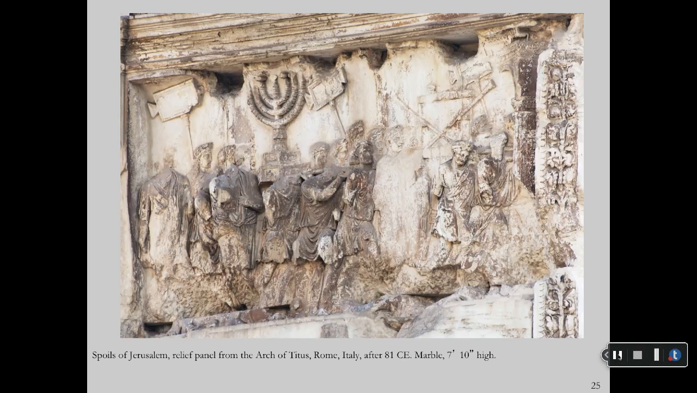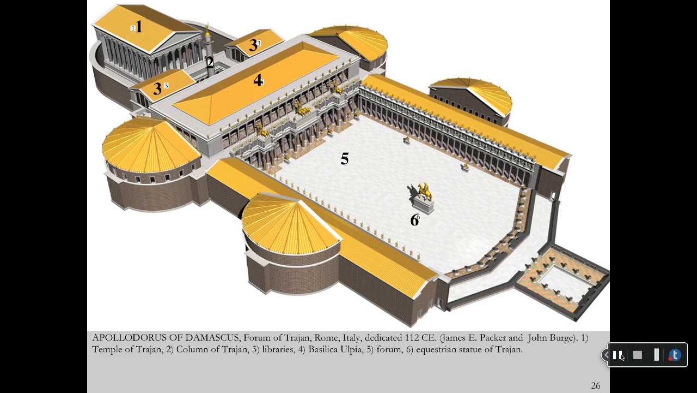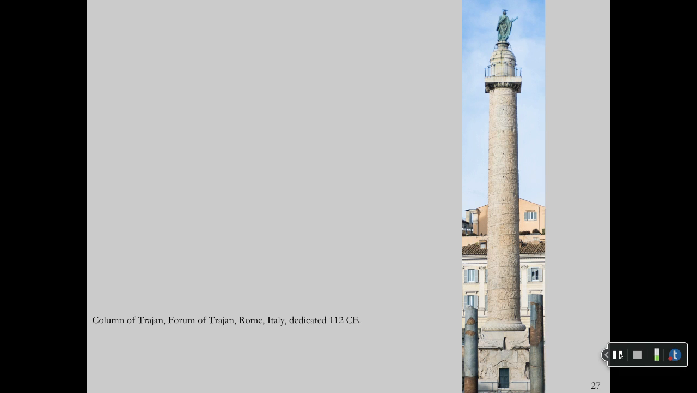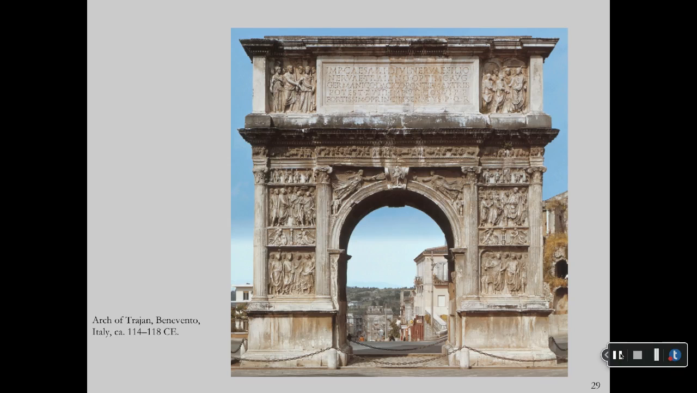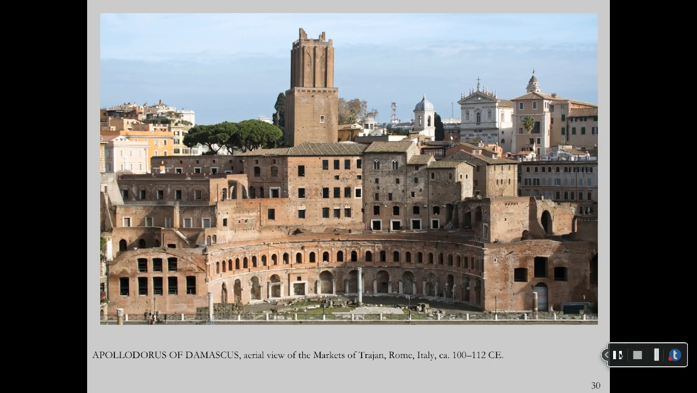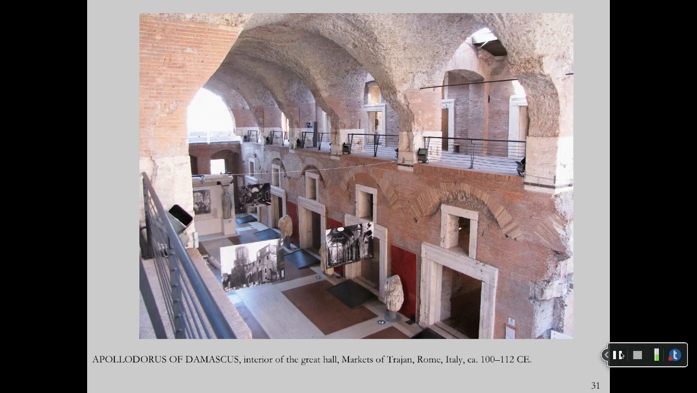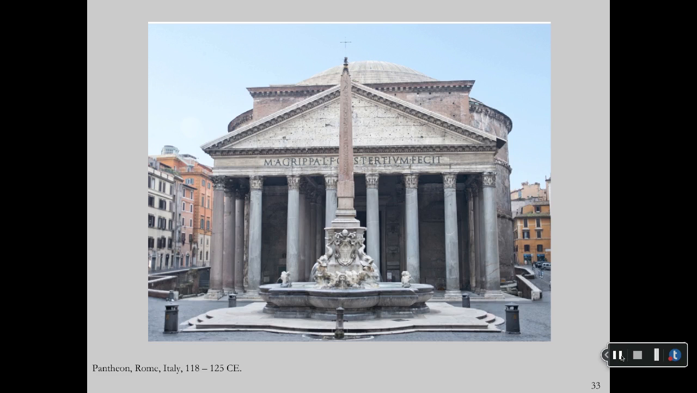The Arch of Titus. The Forum of Trajan. Column of Trajan. Beheaded Dacians from the Column of Trajan. The Arch of Trajan. View of the markets of Trajan. Portrait bust of Hadrian.